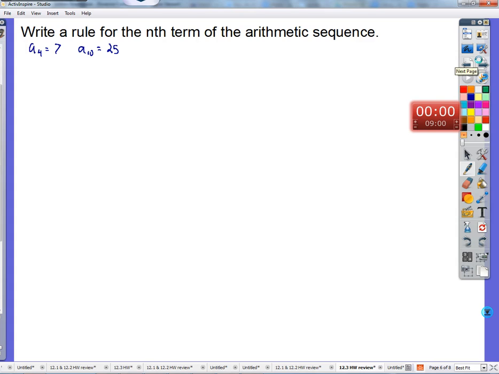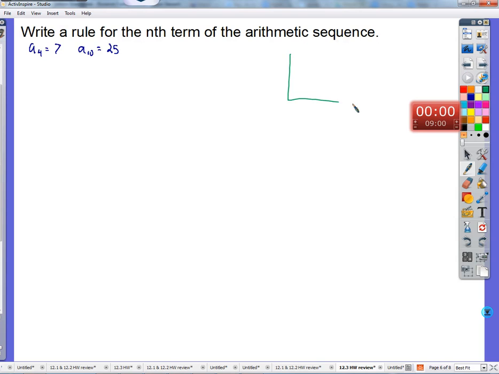Sequence telling you that, that's pretty important. If I didn't tell you that, this would be pretty wide open. So I could get from 7 to 25 in any way possible that I can think of. So since it's arithmetic, I'll just write it down.